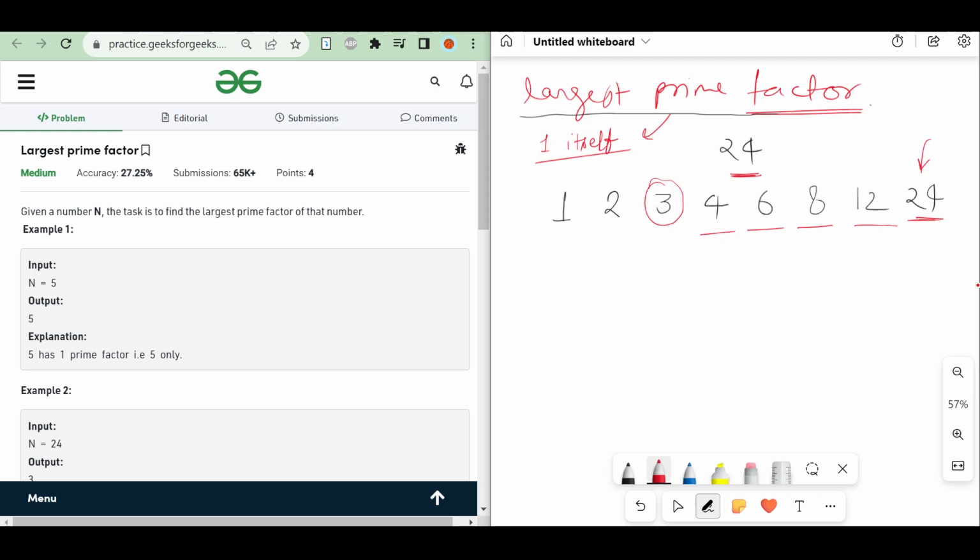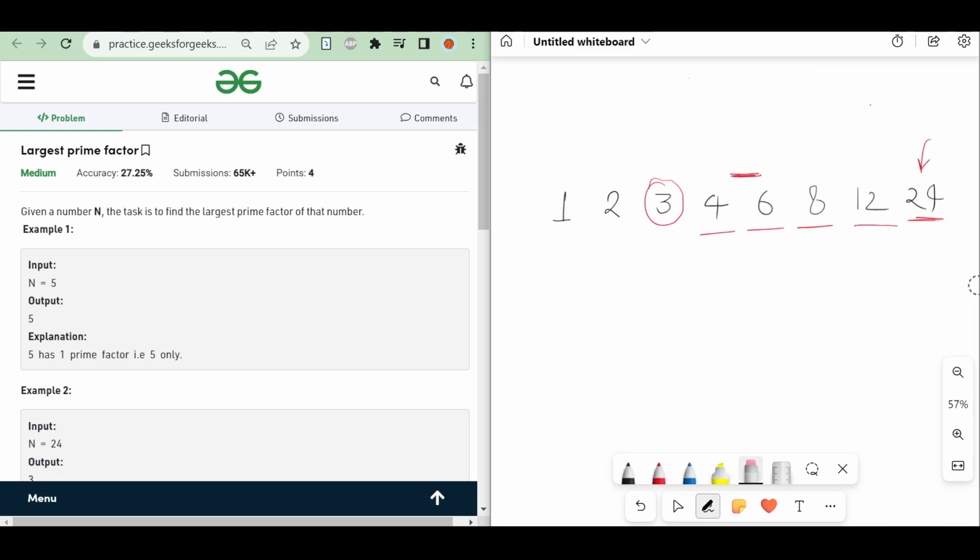So how are we going to find this largest prime factor through our code? What will be our approach? Let's find out. This is a pretty simple problem if you know a mathematical fact. Let's take 24. I will take whichever number is given to me, and I will start dividing it by 2. And I will tell in a second why I am doing this.